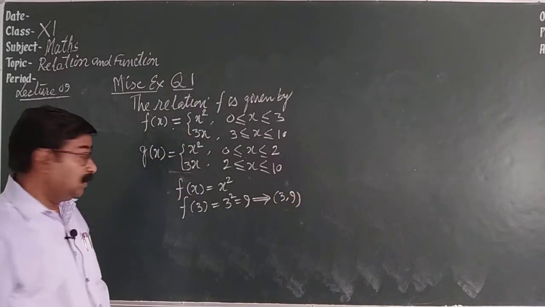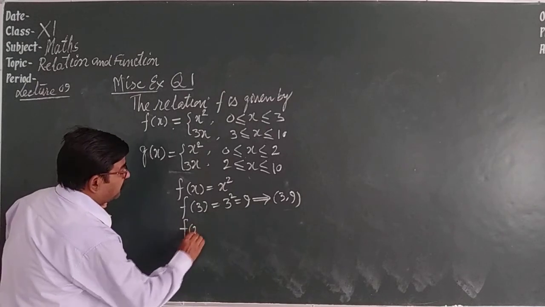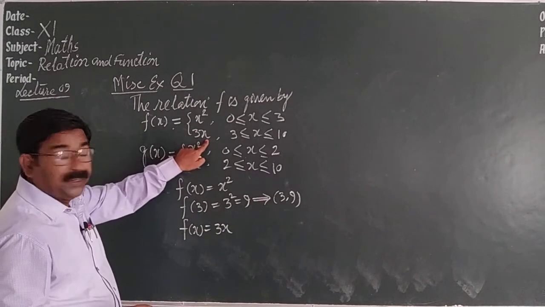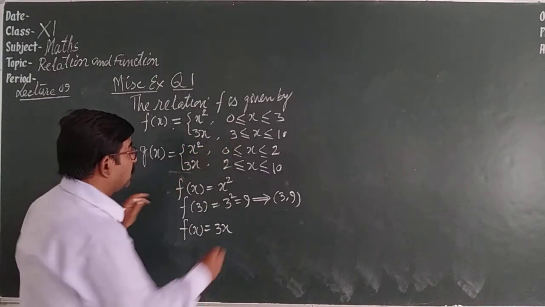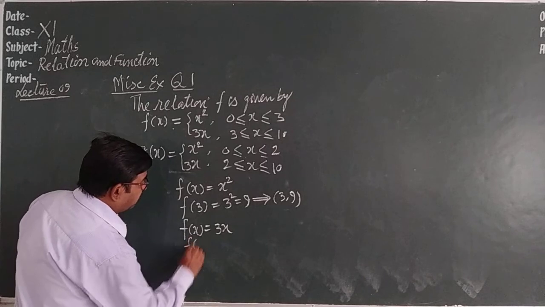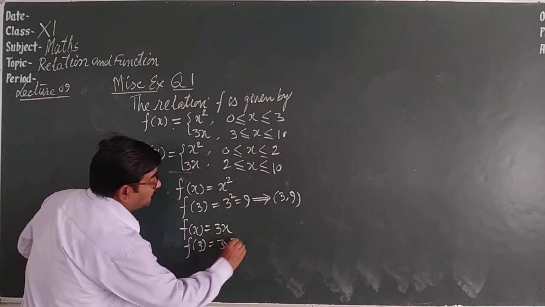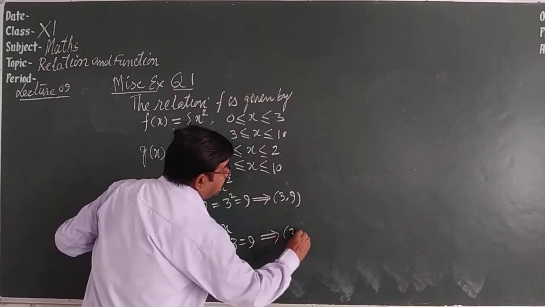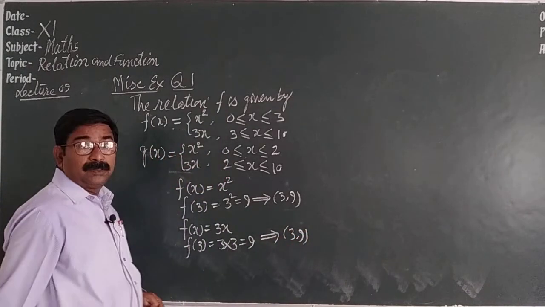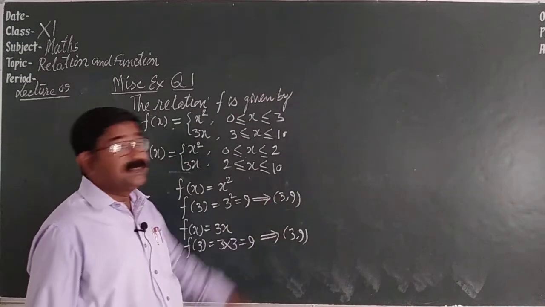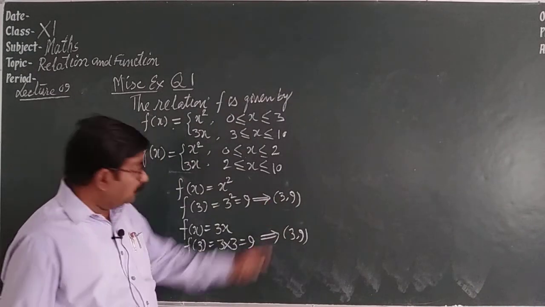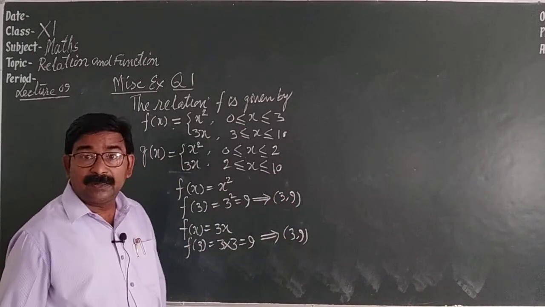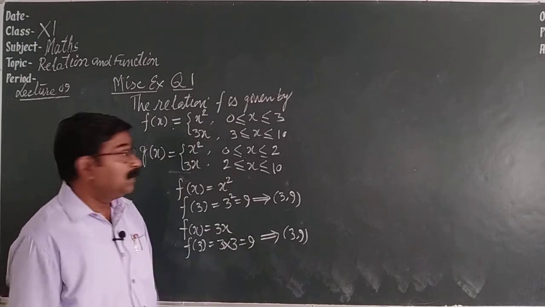Got it? And if we take fx is equal to 3x, this function, and if you put x is equal to 3, to find f3 here, so 3 into 3 is equal to 9. So what is the ordered pair? 3, 9. Means we see that this 3 is not repeating, because 3 and 9 are the same element, we cannot say it is repeating.